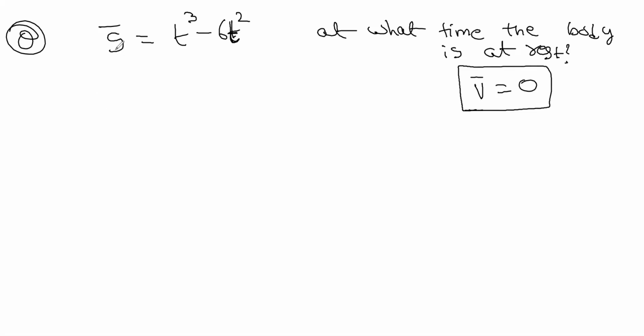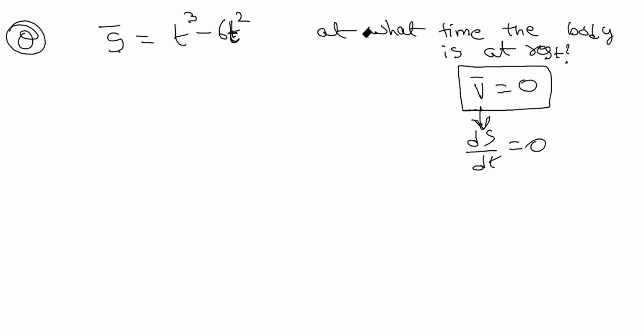How to find velocity from displacement? Velocity zero means ds by dt is zero, because velocity means ds by dt. We are substituting ds by dt instead of v. Just do this one: ds by dt equals 0. Find at what values of t it is 0. At that time, the body will be at rest. That's it.